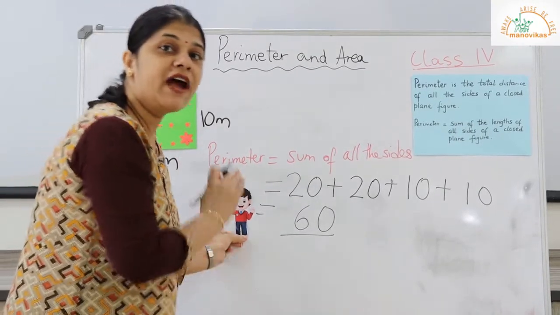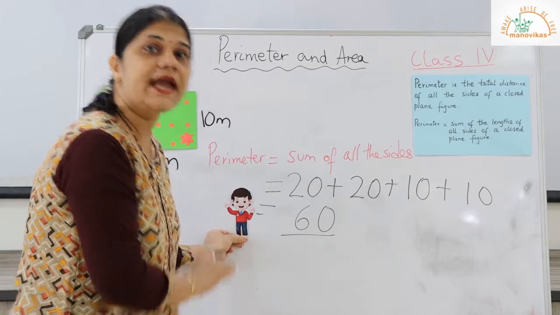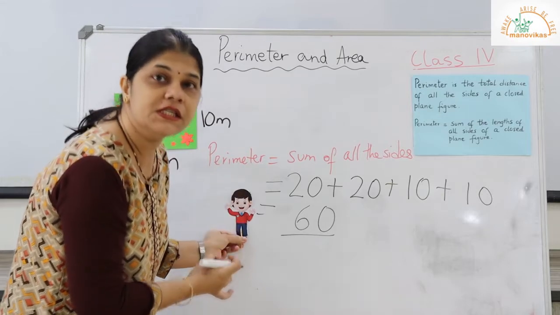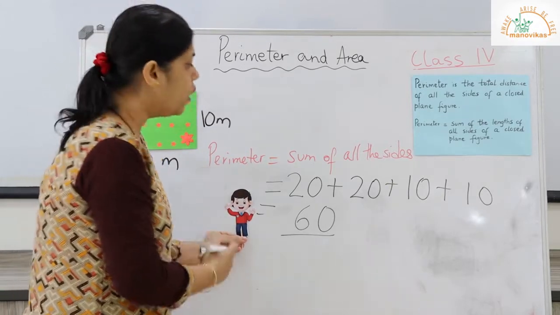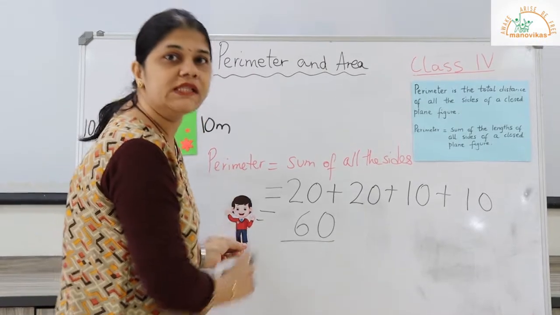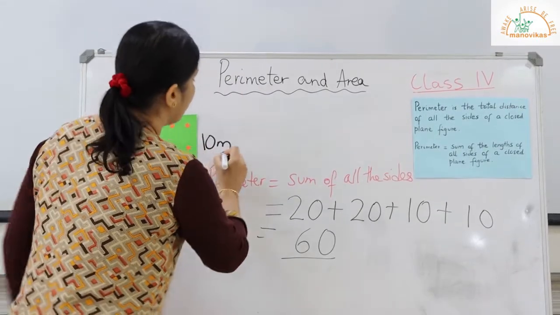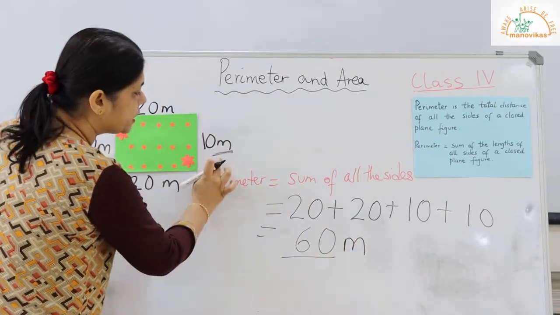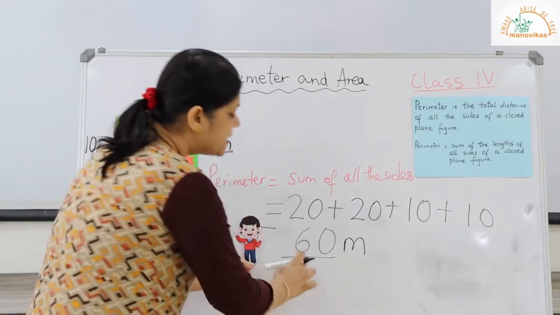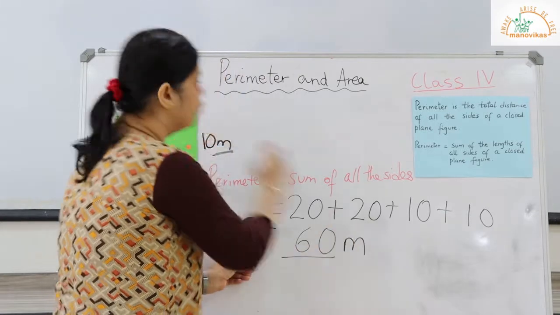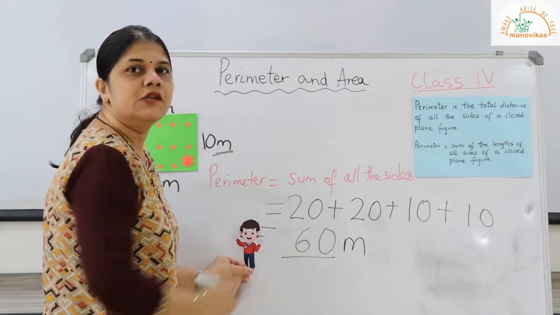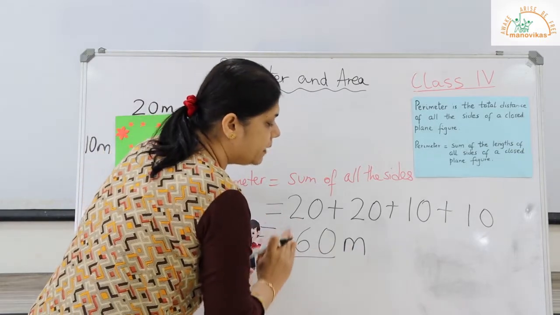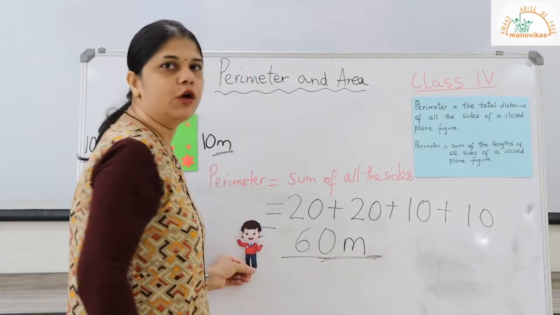But when he finds this number 60, can he understand how much wire to buy? Whether it is meters or centimeters or inches or kilometers? No. So, we need to specify the units of measurement here, which are meters. The unit of measurement here is given in meters. So Johnny needs to buy 60 meters of wire to fence his park. So this is the importance of writing the units in front of the perimeter. So the units are very important.